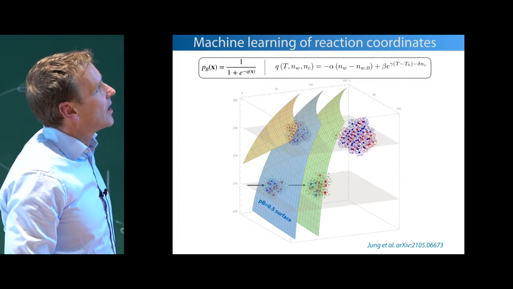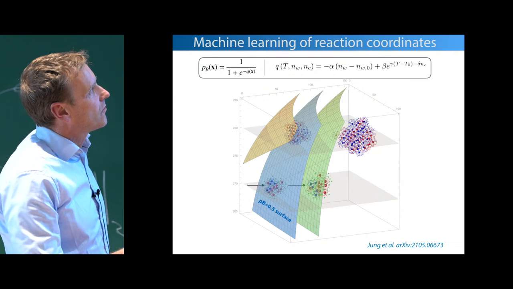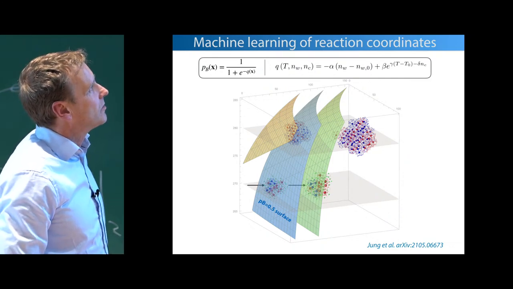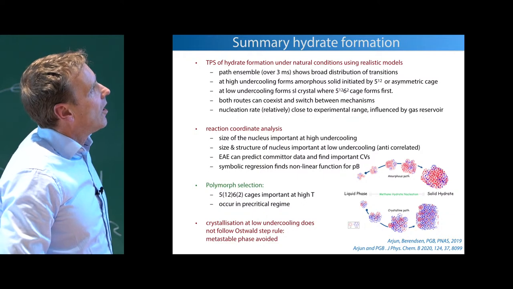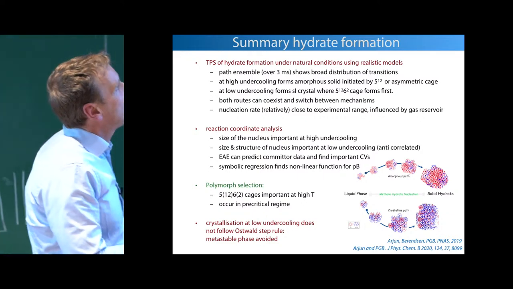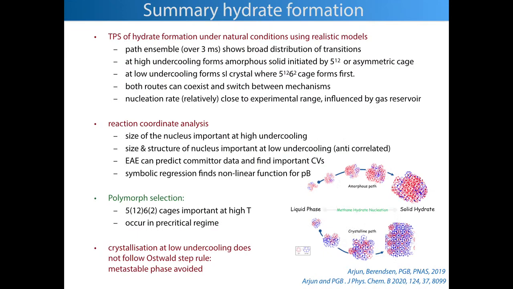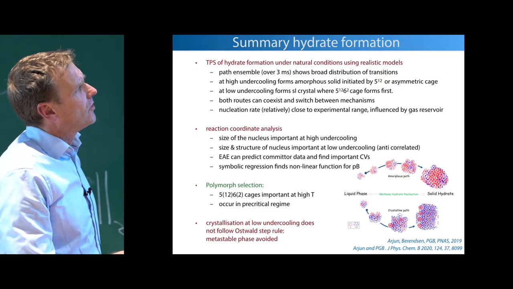So this actually shows you how you can find expressions for these reaction coordinates based on the machine learning approach. Okay, so I'm summarizing now. The TPS of the hydrate gives us paths that show a broad distribution of transitions. It forms amorphous and SI states, the crystals. You can have coexistence between those, and we can have a nucleation rate that is relatively close to the experimental data, but it's very influenced by a gas reservoir.